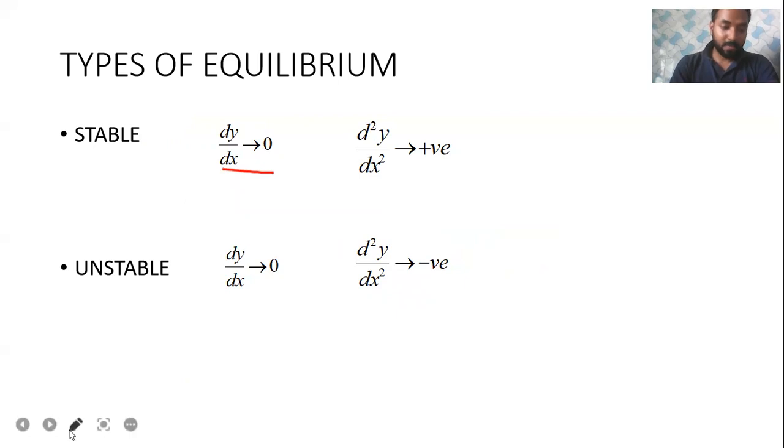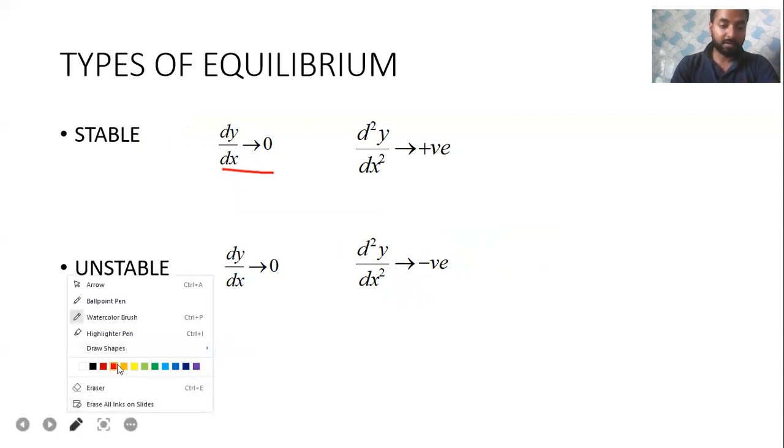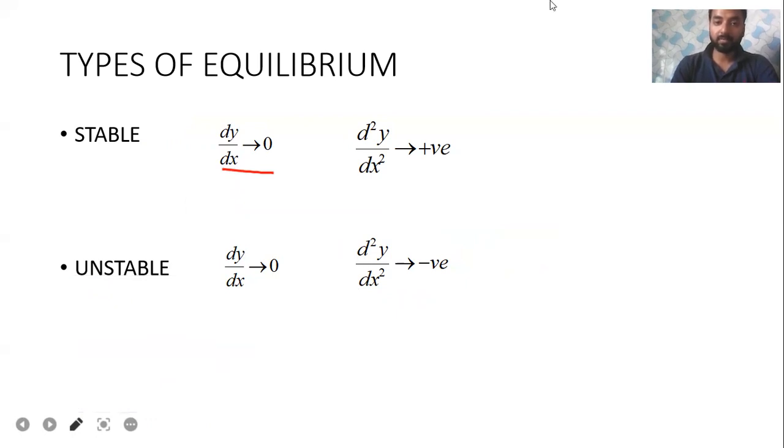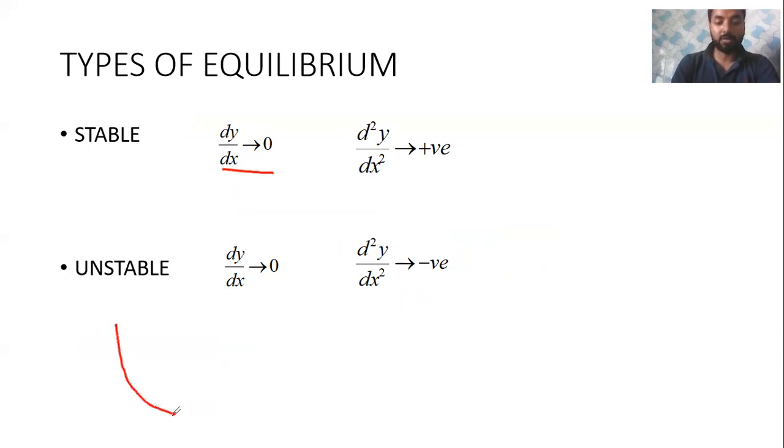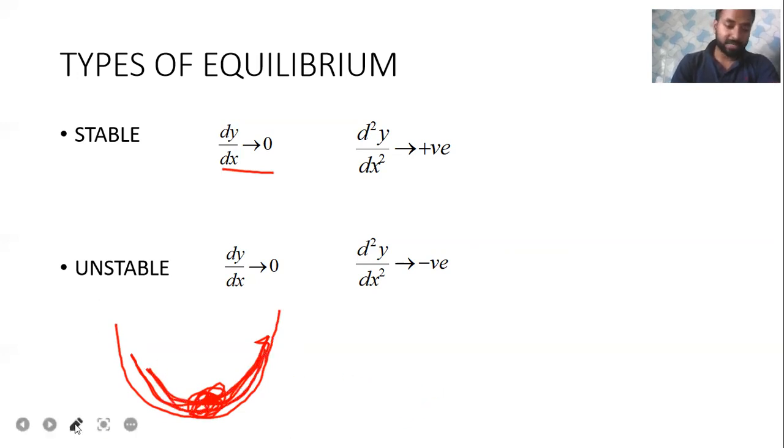Now, wait, let me do it here. Now, if I take a bowl, and I put a marble over here, there is a marble over here. Now if I displace this object from here to here and leave it, what will happen? Yes, it will come back and it will continue to oscillate like this, right? Now take another example. Let me change ink.